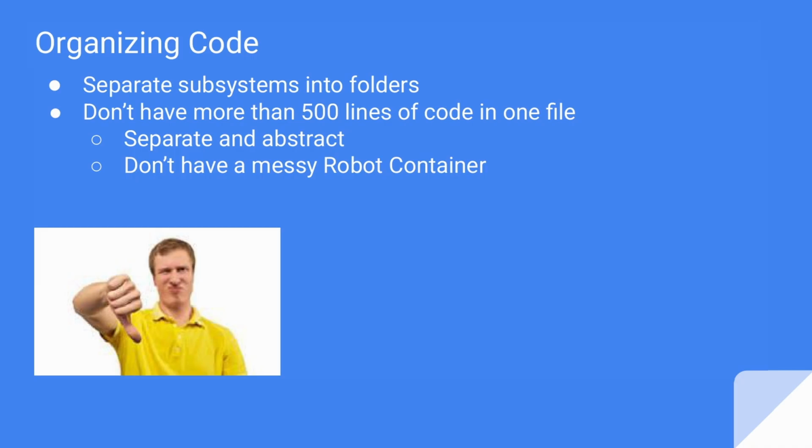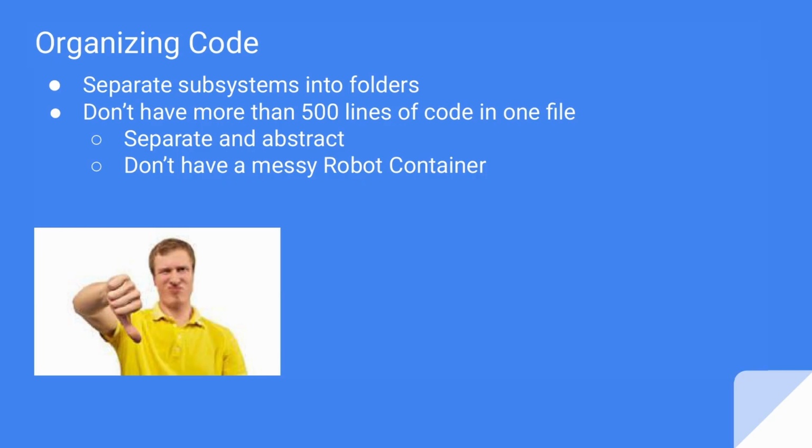And another thing is organizing your code. Over and over again, when I go to events with other teams, I see teams with all of their code in one big file, a Robot.java that has like 4,000 lines of code, and that's both unhelpful for the people that are helping you, and you probably can't read it.